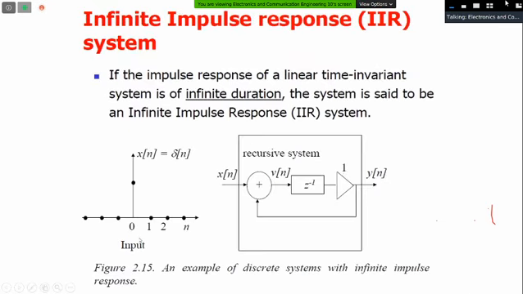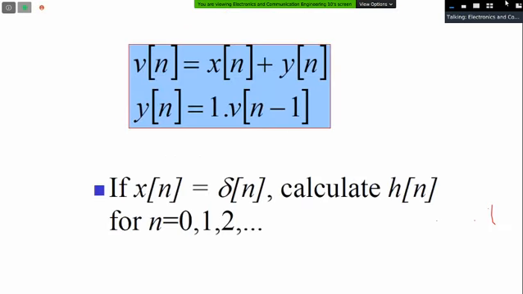Now if we apply Xn equal to delta n, because we have to check the impulse response of the system to prove whether it is a finite impulse response or an infinite impulse response, we calculate the values of Hn, and you will see that the value is not stopping. The output response is not finite. You will go on getting values of output. So this is an example of an infinite impulse response.